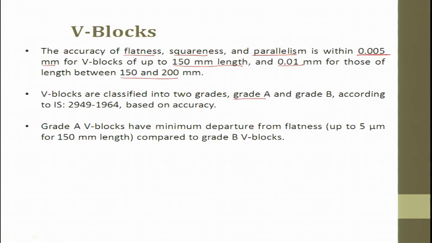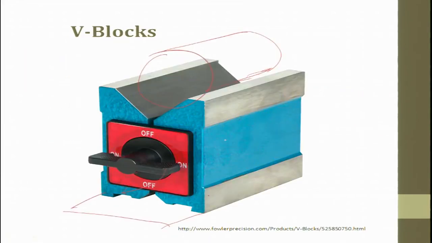There are two grades, grade A and grade B, based upon their accuracy. Grade A V block has a flatness of up to 5 microns for 150 millimeter as compared to that of B. So, grade A is much better than grade B. I have already explained this to you.